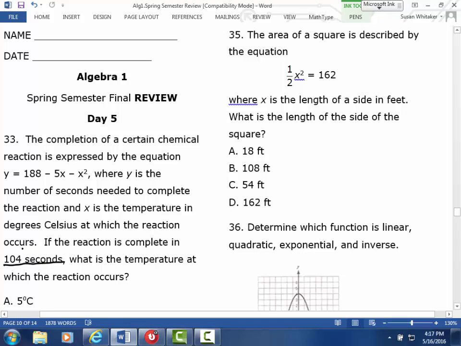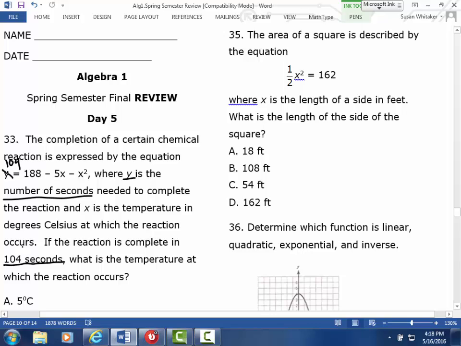Okay, 104 seconds. Seconds was y, right? Y is the number of seconds. So y is 104. So we could replace this y right here with 104. Okay, so then they ask for the temperature, which is x. We have a couple of choices. We could solve the equation for x, which is probably the most traditional method.